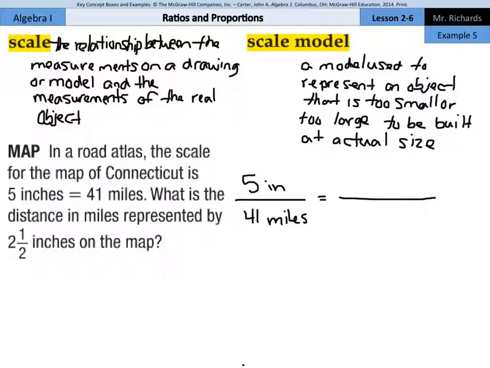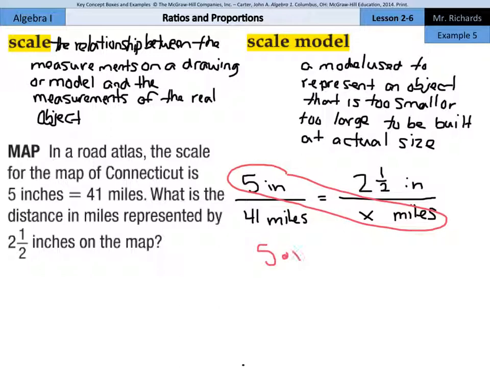What is the distance in miles represented by 2½ inches on the map? Well, our inches need to match the inches on top, so we'll put our 2½ inches on top here. We don't know the miles, so that's going to be x miles on the bottom. So we have the scale of the map, inches over miles, and then our actual inches over miles. Well, if we cross multiply this and solve, we have 5 multiplied by x is going to equal 41 times 2½.